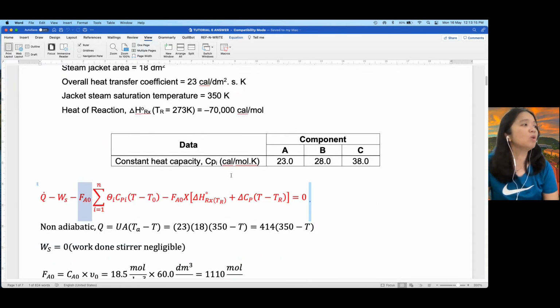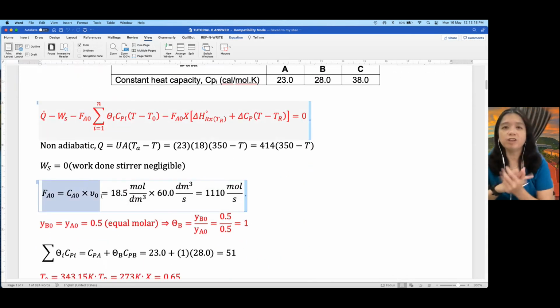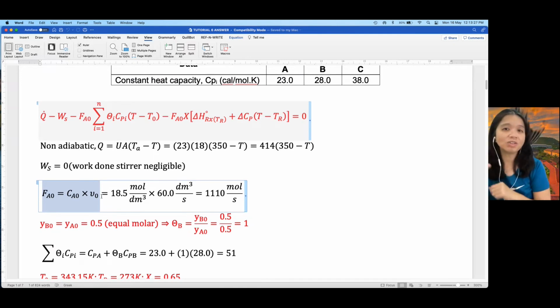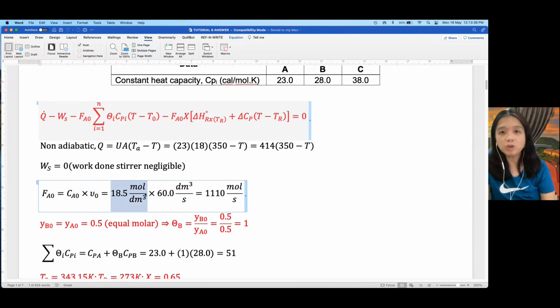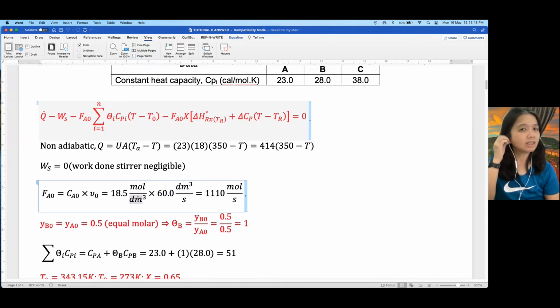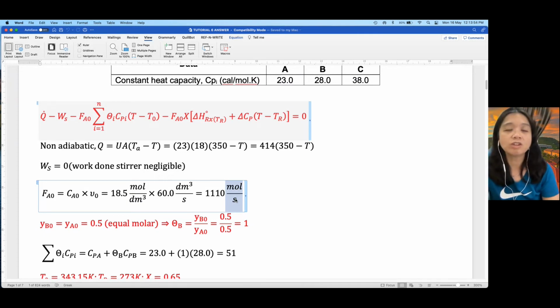However, you do know that we can find FA0 if we know CA0 and v0. Meaning if I want to find the initial molar flow rate of A, and I know the initial concentration of A and the volumetric flow rate, I can calculate it by multiplying CA0 and v0. In this example, we know CA0 is 18.5 mole per dm cube and v0 is 60 dm cube per second. If we cancel the dm cube, you will get your final answer in mole per second, which is correct for molar flow rate. So you get your FA0 as 1110 mole per second. Done on FA0.